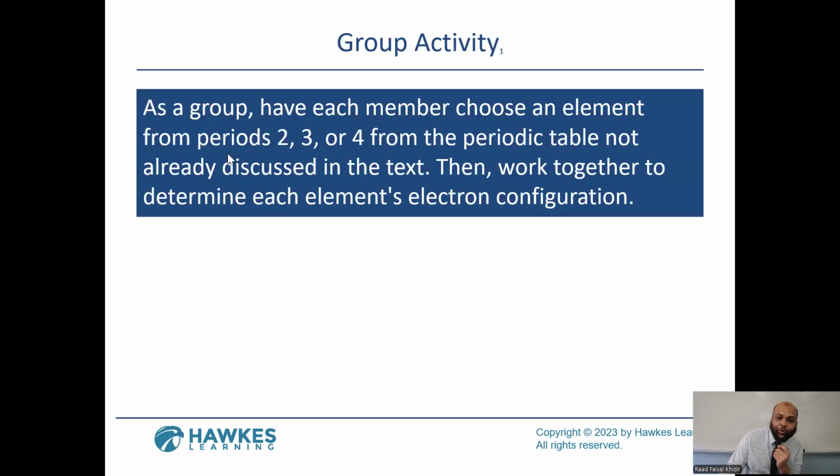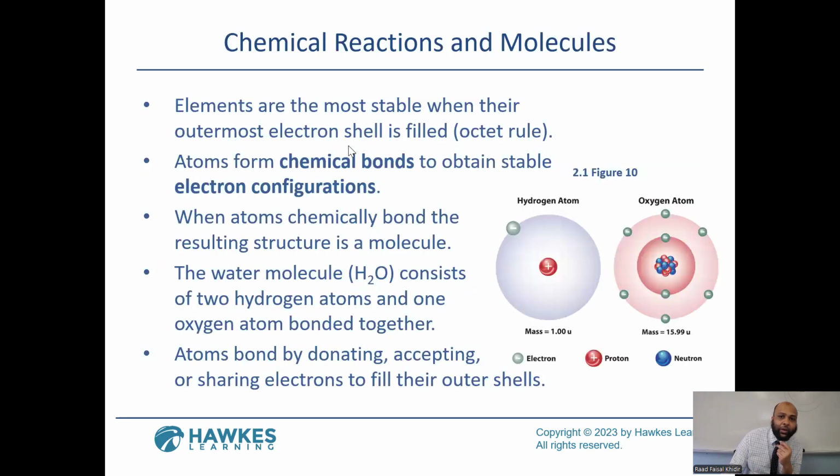We said that groups have one thing in common, and that is how many electrons are in their farthest valence shell. So as a group, have each member choose an element from periods 2, 3, or 4 from the periodic table that is not this one. This is a group activity. Forget about that one. Okay.